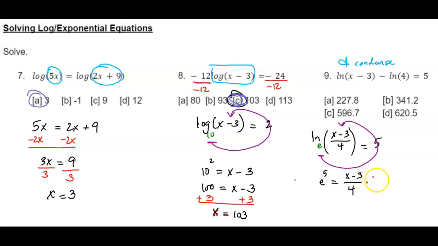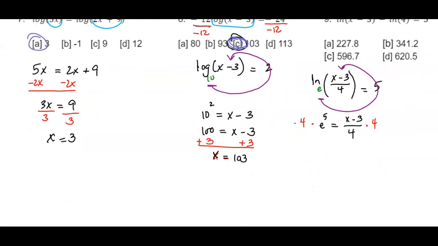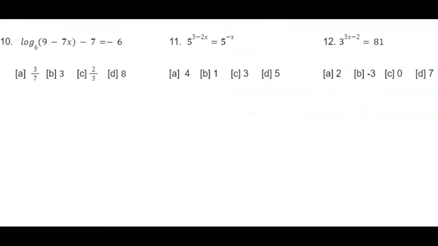I'm going to multiply by 4 on both sides. We're solving for x. That's going to give me 4e to the 5th equals x minus 3. And the last step is to add 3 to both sides. Now, when you add 3 to the left, you're going to get 4e to the 5th plus 3. That is the exact answer. However, if you want the approximate answer, which is normally the way the choice is given, and if you look at our choices, they are the approximated answer in decimal form. If you put 4e to the 5th plus 3 in your calculator, you're going to get 596.7, which is C.